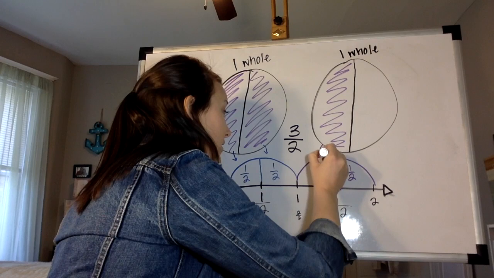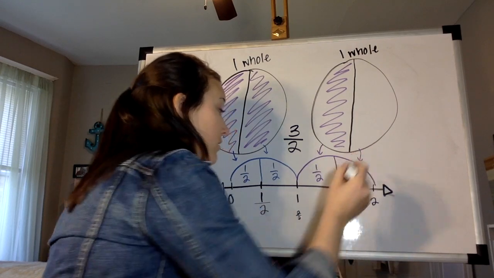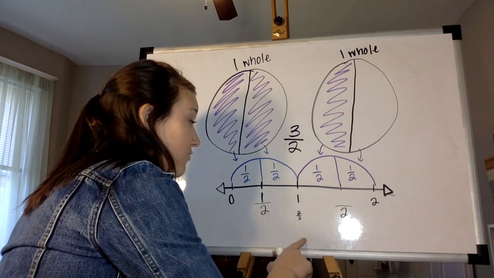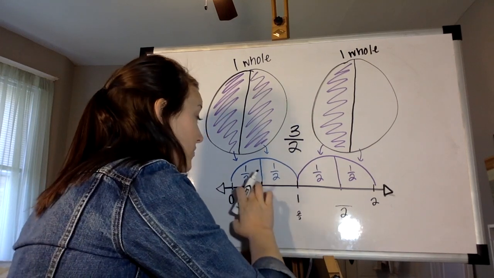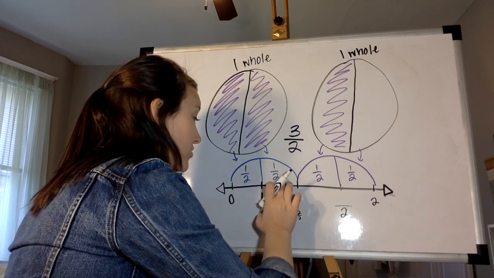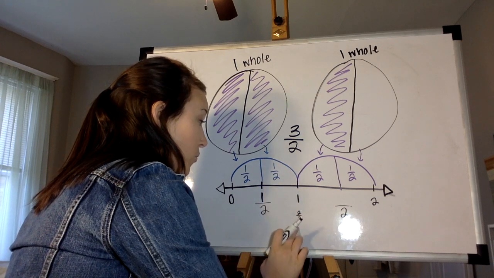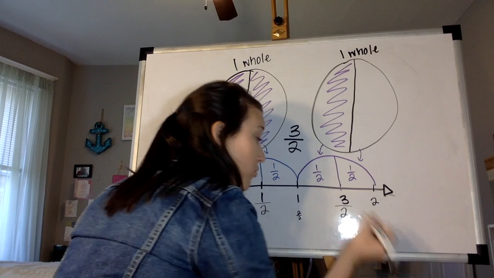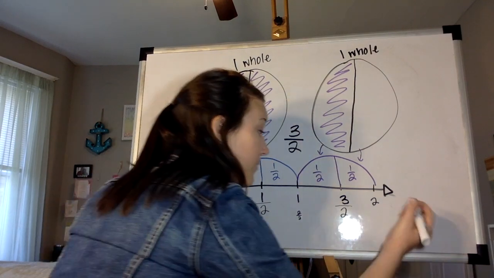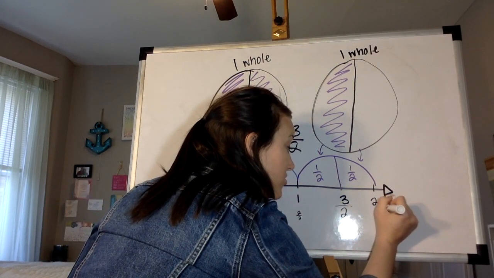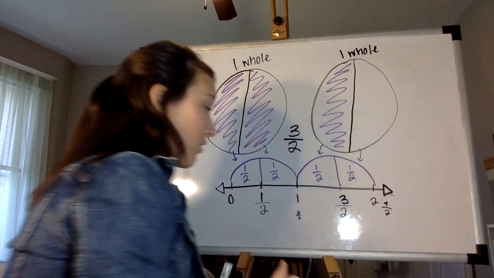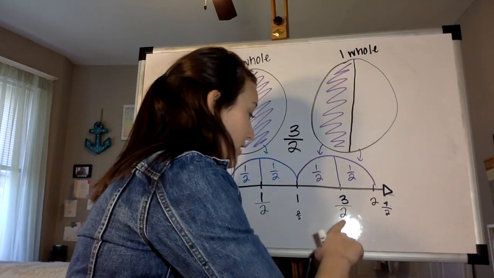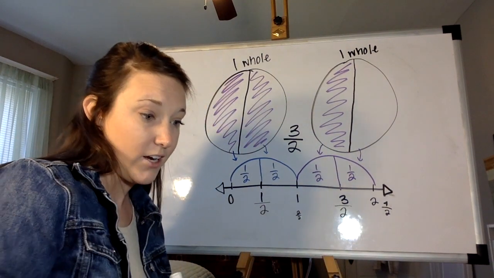Okay, so now we're looking at this circle. We've got 1/2 and 1/2. Well, we already have 1 whole. So we've got 1/2, 2/2, or 1 whole, plus more. So this is now 3/2. And then to make 2 wholes, it would be 4/2. Okay, because we stopped and needed to label the 3/2 right here.